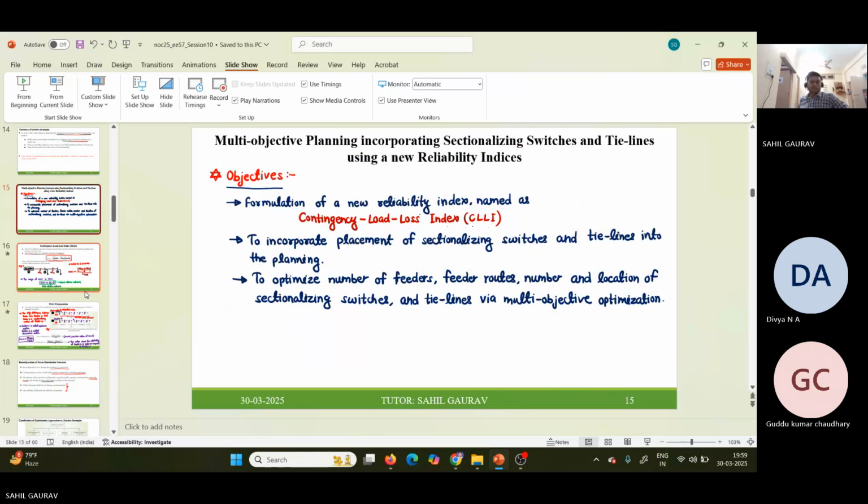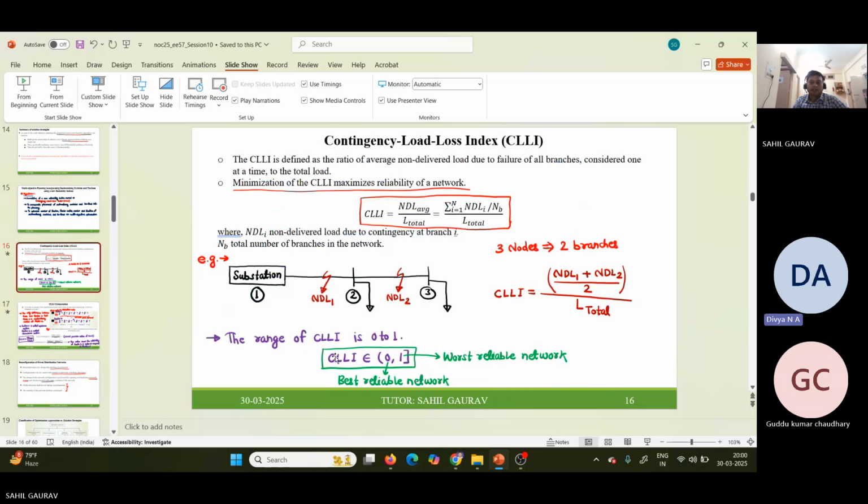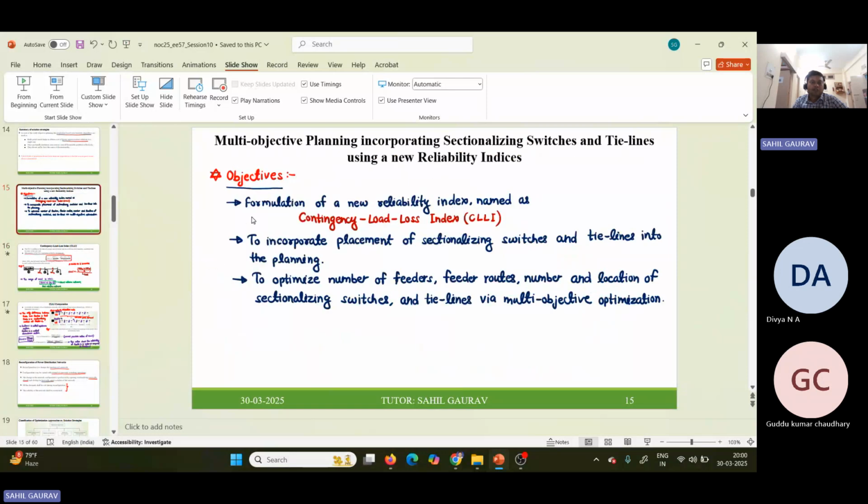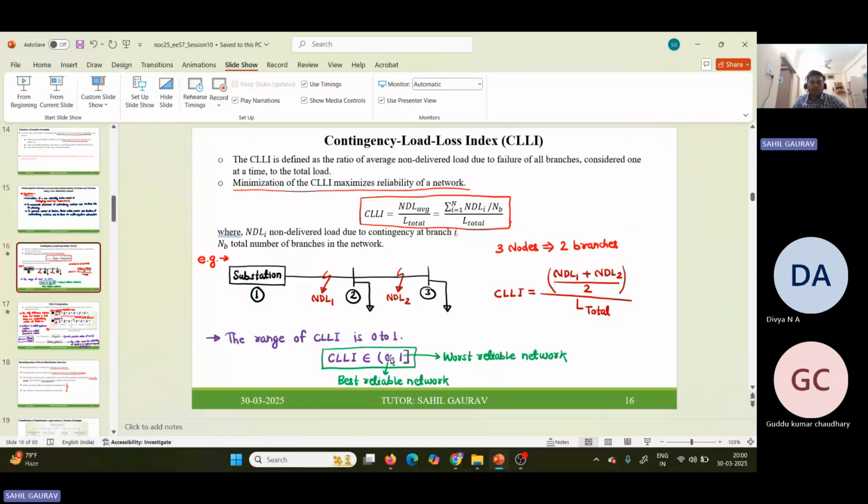Okay, sir. And normally we go for minimizing CLLI, right, sir? Yeah, that is the desired one. I may be wrong, because he has mentioned objectives of formulation, and he wants to minimize. You are correct. When we minimize this CLLI, then we have the best reliability network.